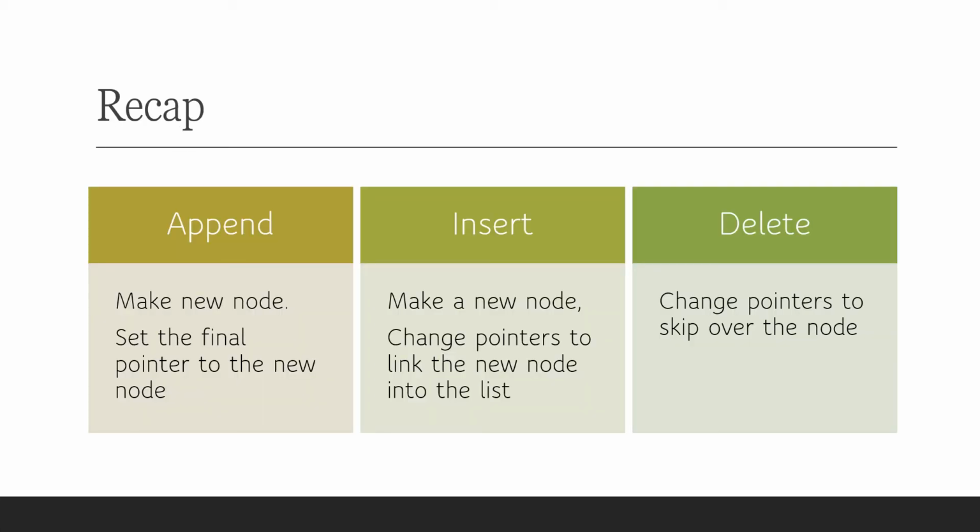So to recap, it's quite easy to make changes to a linked list, and most of it's done just by changing the pointers. To append, we make a new node and change the final pointer so that it points to the new node we've just made. Insert is very similar. We make a new node, but we have to change 2 pointers so that the new node is linked into the list, but the rest of the list is not lost. Delete is even easier. We change 1 pointer so that the pointers skip over the node that we've deleted.